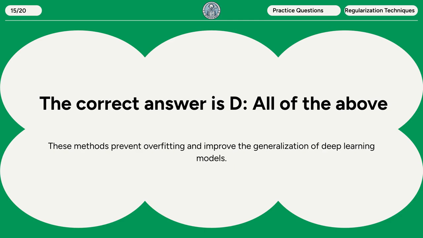The correct answer is D. All of the above. These methods prevent overfitting and improve the generalization of deep learning models.